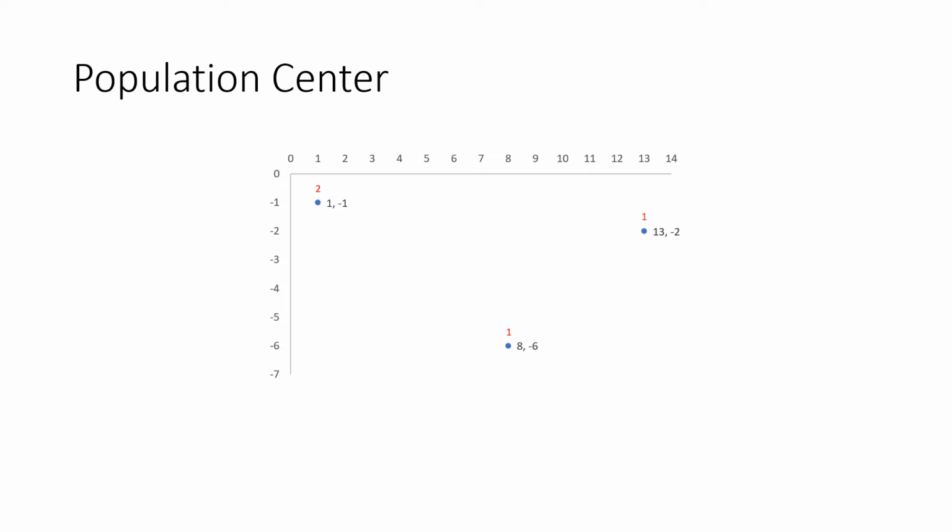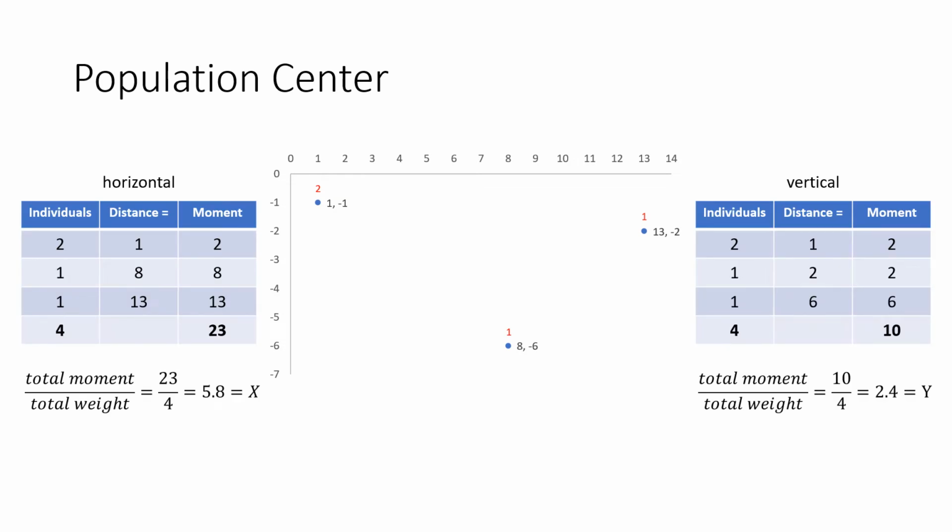Here, I've left the locations the same, but now there's 4 mussels on our grid. 2 of them are in the 1, -1 position in the upper left corner. As you can see, throwing that 4th mussel into the mix changes things. Now at that first location, we've got 2 individuals times a distance of 1 for a moment of 2. That changes the totals of individuals and the total moments. So the population center, that little orange dot, shifts a bit up and to the left.